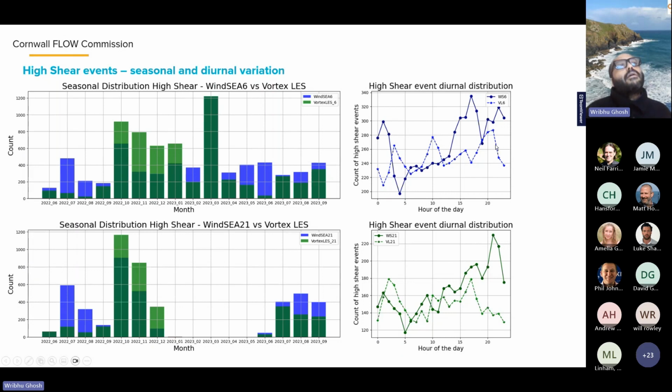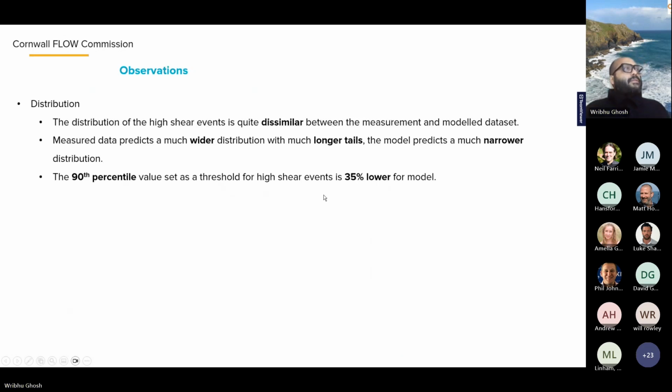And this is the diurnal variation. The measurement in either case kind of increases with the day. It is lowest in the early hours, let's say at 4 or 5 in the morning, and then starts increasing, whereas the model predicts a flatter distribution, goes up, goes down, but does not monotonically increase like what we have seen in the measured data.